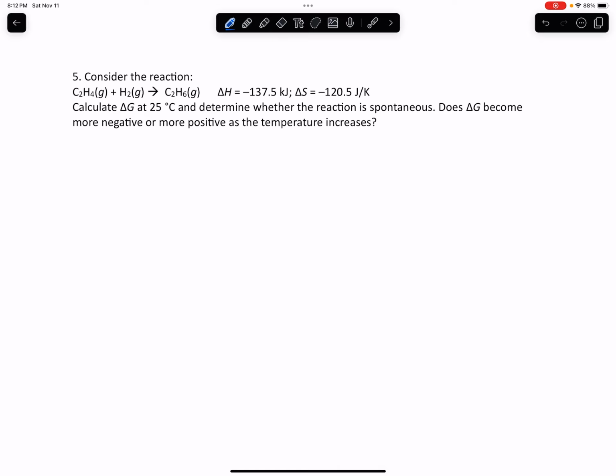Okay, so to solve this problem, we need to know this relationship. Delta G is equal to delta H minus T delta S. Delta H is already given to us, so let's go ahead and plug it in. That's minus 137.5. We're going to change this to joules. Always change kilojoules to joules. So that's times 10 to the power 3 joules over kilojoules.